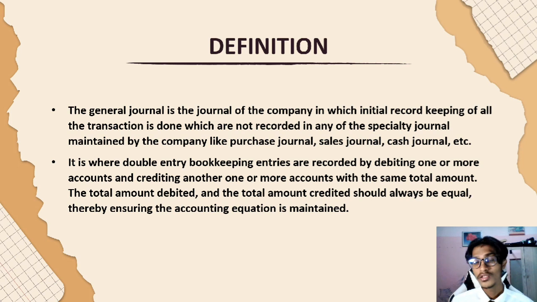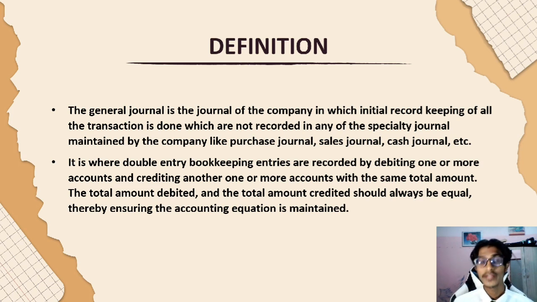Now I will continue with my part of the presentation, which is the general journal. First of all, what is the definition of a general journal? The general journal is the journal of the company in which the initial record keeping of all transactions is done which are not recorded in any of the specialty journals maintained by the company, like the purchase journal, sales journal, cash journal, return outward journal, and return inward journal.